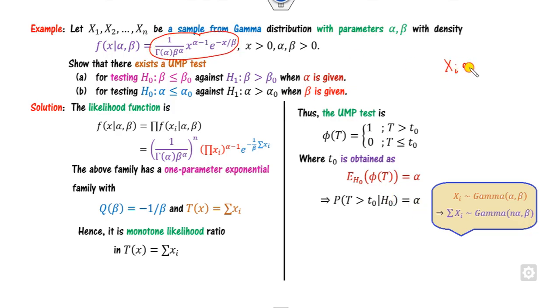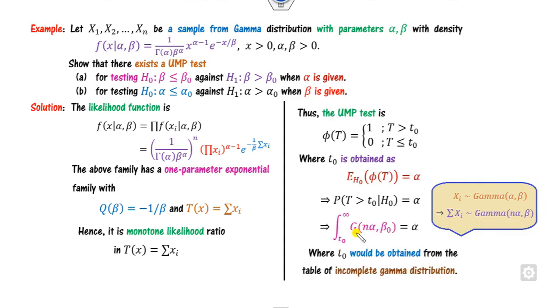Xi follows my gamma distribution, and we all know that the sum of independent gamma variables is again a gamma distribution. So therefore we can start from here. G is my PDF of the gamma distribution with the parameter n alpha comma beta. Under the H0, what is the H0? It is beta naught, so I can write it as beta naught. Again it is an incomplete gamma distribution, so you can write as such from here. Similarly you can try for here. It is in a similar manner, you can do it by yourself.